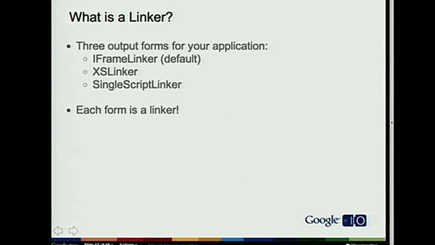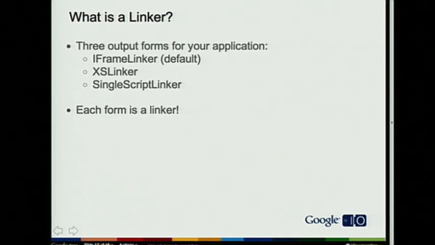So for deployments that require loading scripts from another place, there's the XS linker or the cross-site linker. This generates .cache.js files, which are loaded using script tags. And because they use script tags, they're not subject to the same origin policy. And now you can load your scripts from another domain, say a content distribution network, or you can turn your GWT application into a gadget in some places.